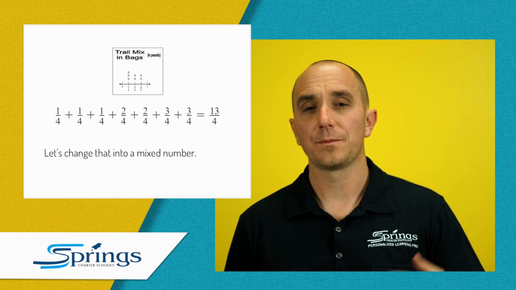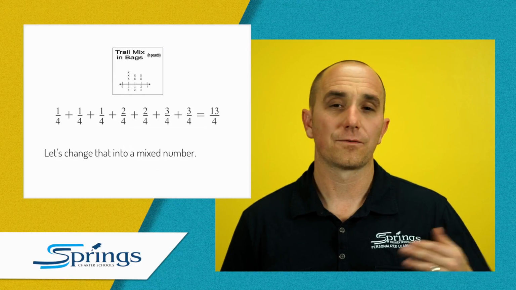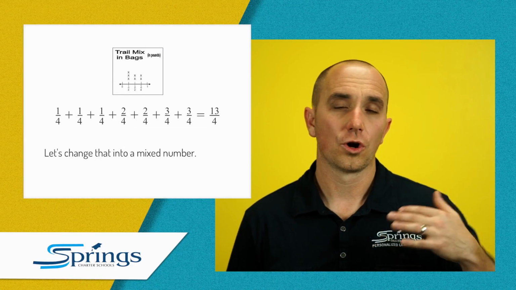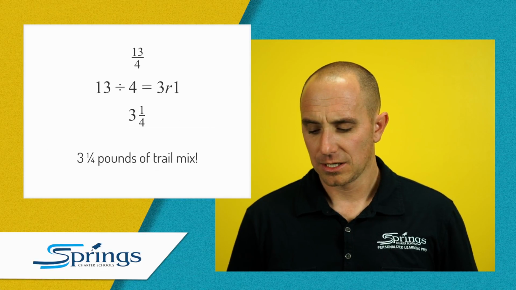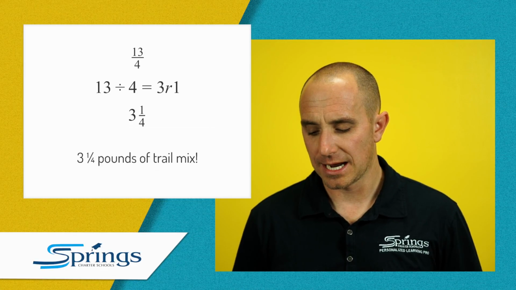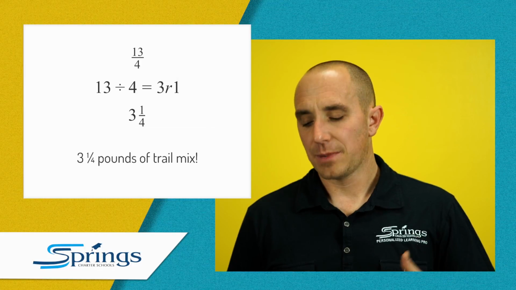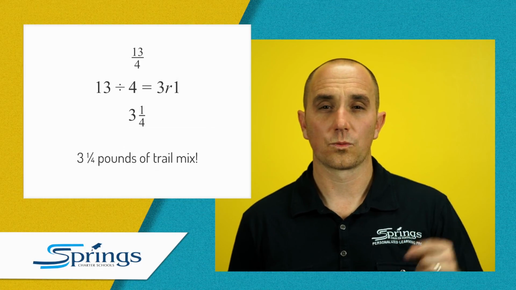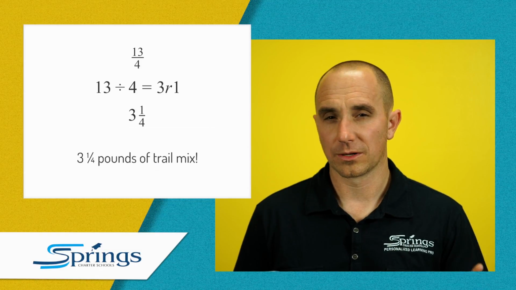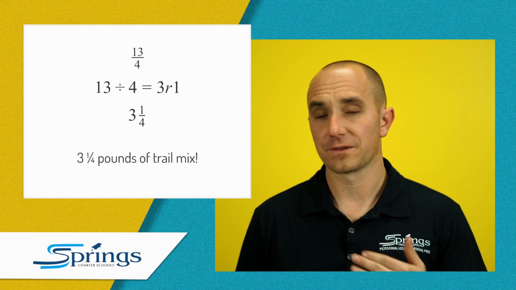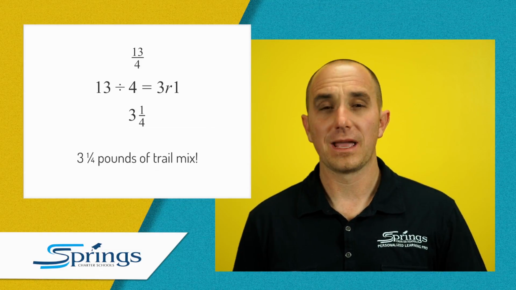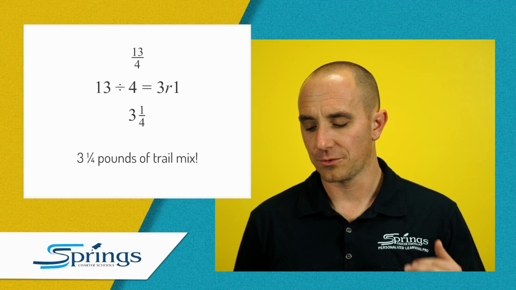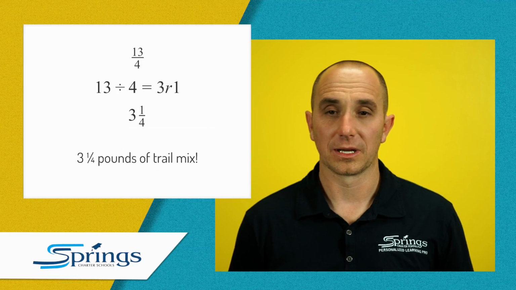And so if you add them all up, you get 13/4. And then of course we want to change that number to a mixed number to give us a better sense of how much weight we have in pounds. So I have 13/4, so 13 divided by 4 is 3, because 4 goes into 13 3 times with 1 left over, because it can go into 12. 4 is a factor of 12. And then I make my mixed number with 3 as my whole number, and then I have 1/4, so 3 1/4 pounds of trail mix.